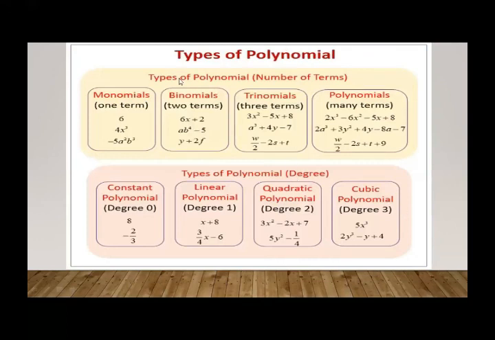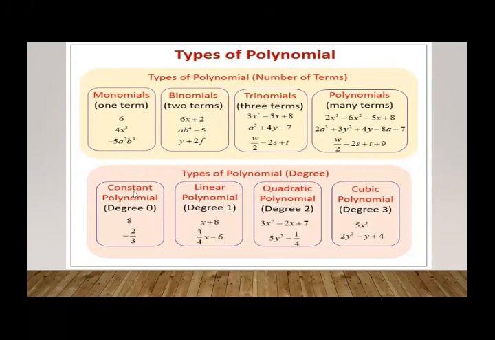Then we discuss types of polynomial. There are two different types of polynomial: according to number of terms and according to degree. According to number of terms, they are monomial, binomial, trinomial, and polynomial. Mono means the polynomial having one term. There are the examples. The binomial means having two terms. Trinomial having three terms. Polynomial means having many terms. So here we will consider the polynomial having two or more than two terms.